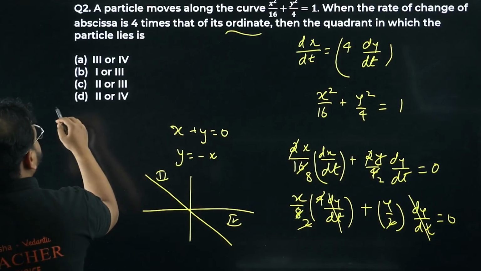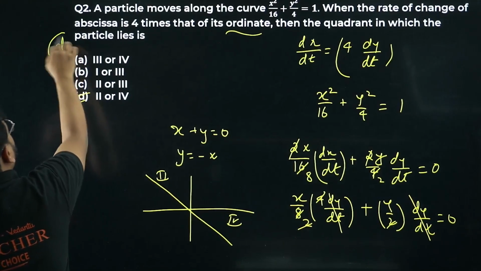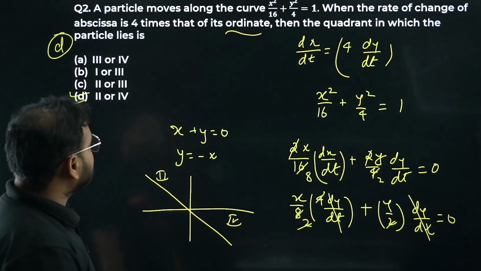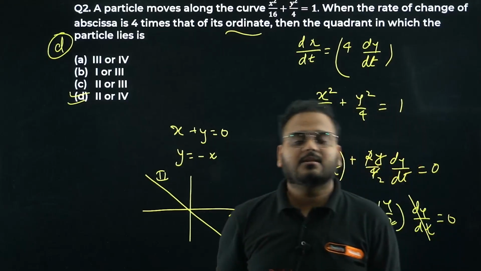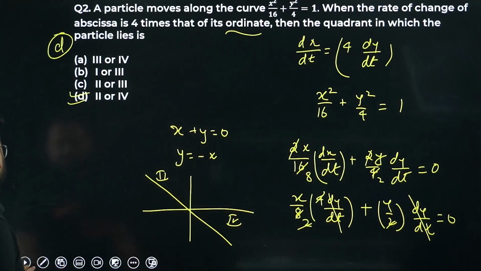The option has to be D, right? Second and fourth quadrant, option is D. Please cross check. Let me know if you're getting a different answer. If you're getting a different answer, put that in the comment section, I'll cross check. Question number 2, option is D. Question number 3 now.